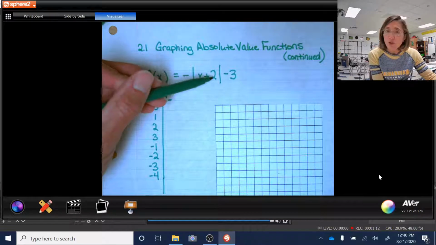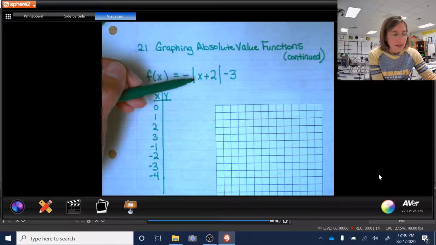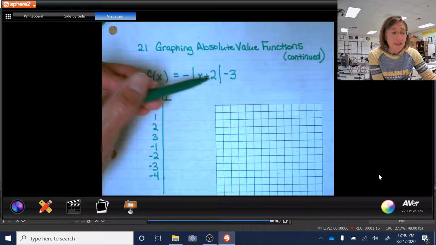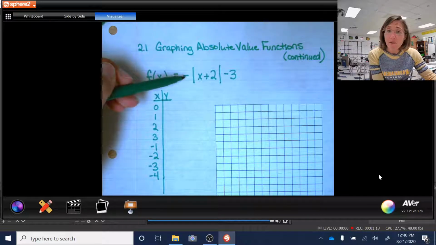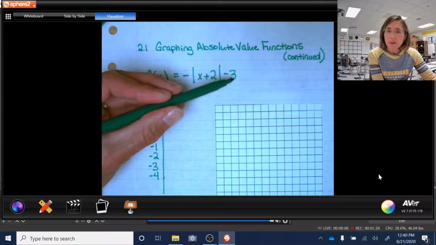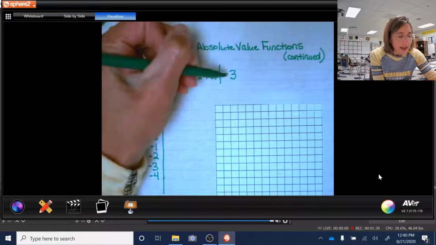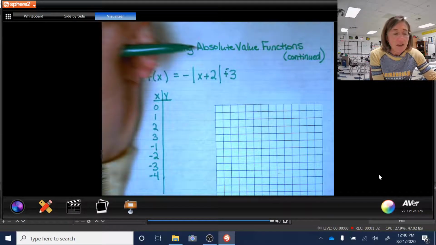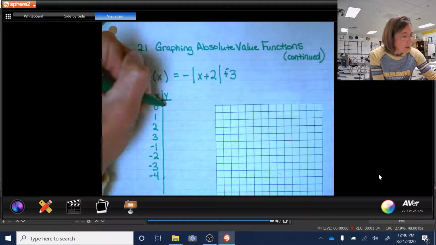0 plus 2 would be 2. The absolute value of 2 is still 2, but then there's a negative out front. Now this negative is not affected by the absolute values because it's outside of it. The absolute values can't reach it. So after that, we'd be at negative 2, and then there's a minus 3 on the back end. If you want to think of that as adding the opposite, you could say plus a negative 3, so you would be at negative 5.